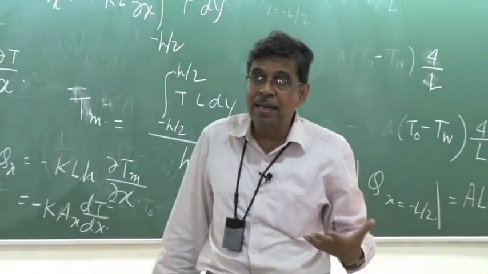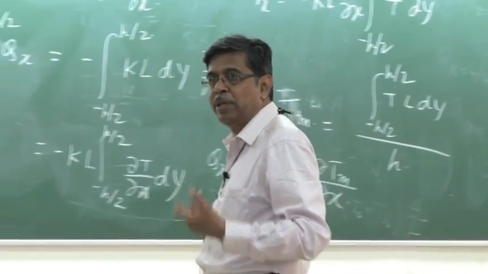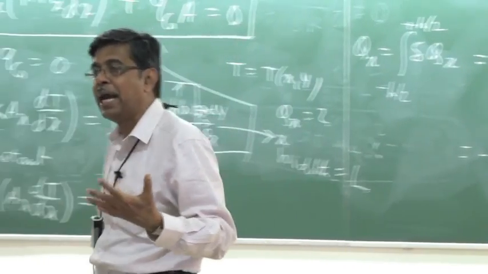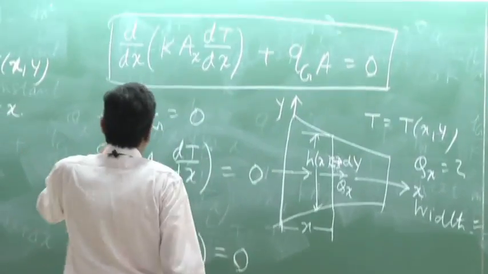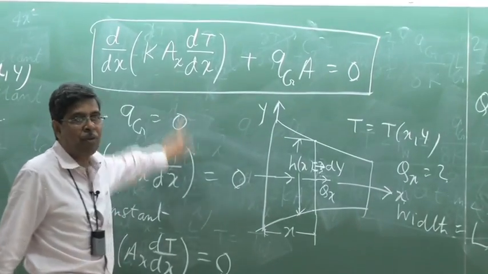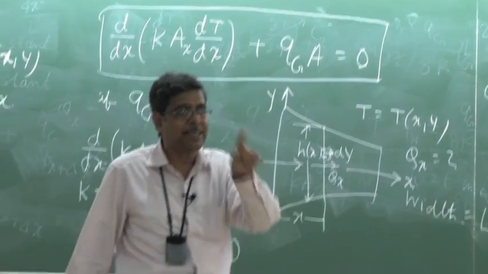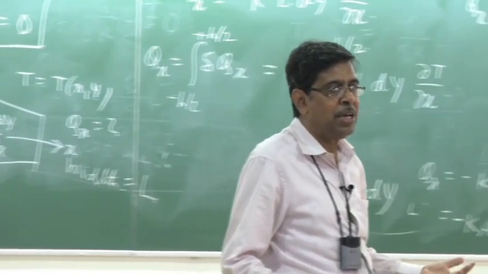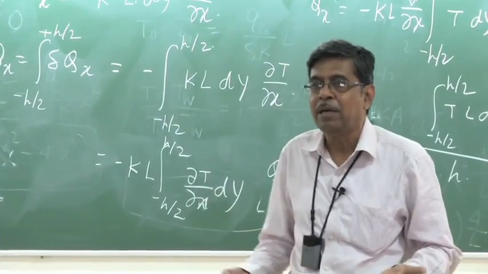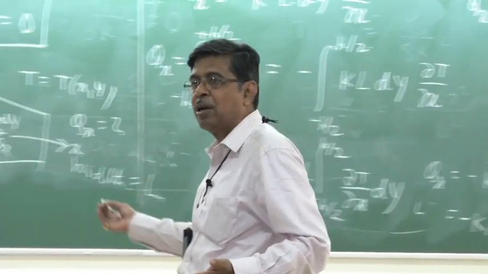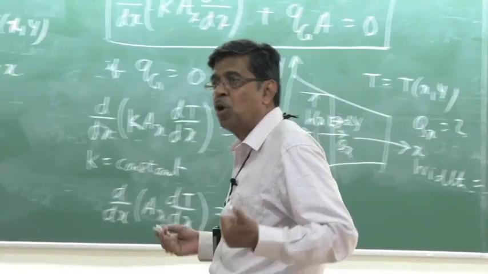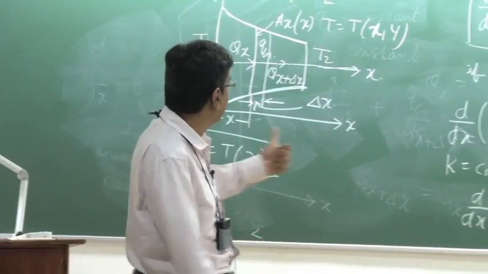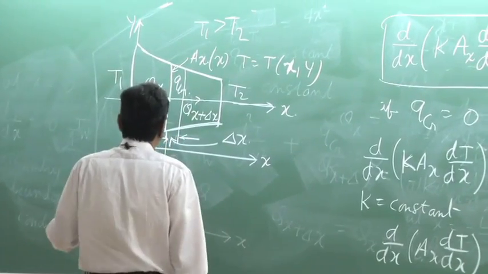So, until and unless you appreciate this, it will be difficult to understand how I will take care of the variation of area. That means you have to start from this equation. If you start from the equation d square T dx square equals 0, you are gone, because that is not the governing equation. That does not take care of the variation of area in the direction of heat flow. Truly speaking, this is not a two-dimensional heat transfer problem. Here T is a function of both x and y.